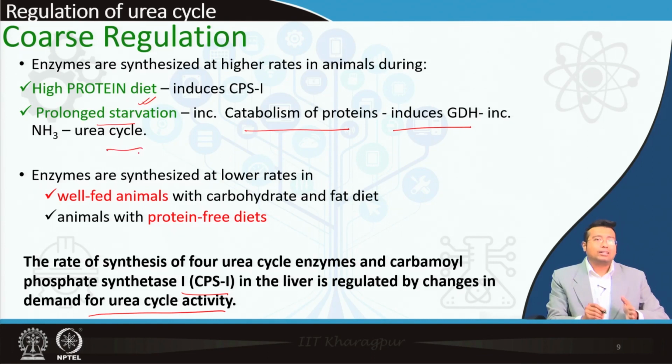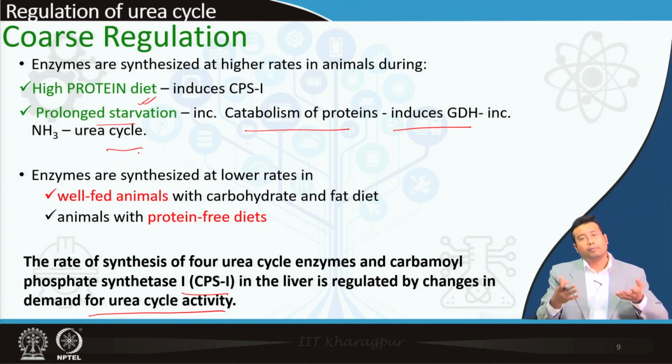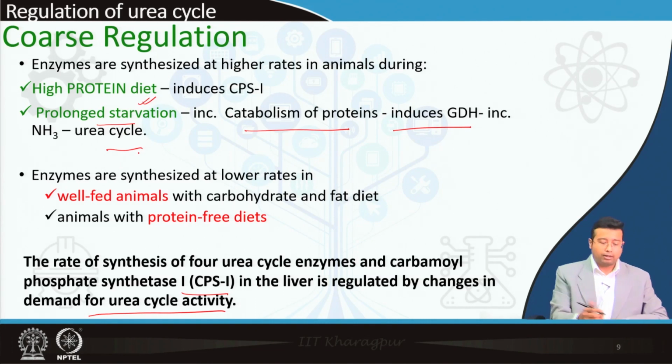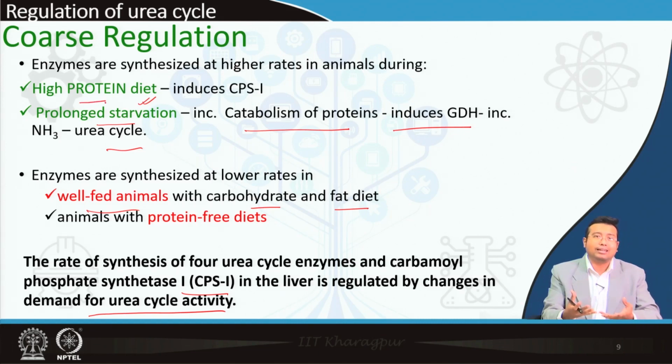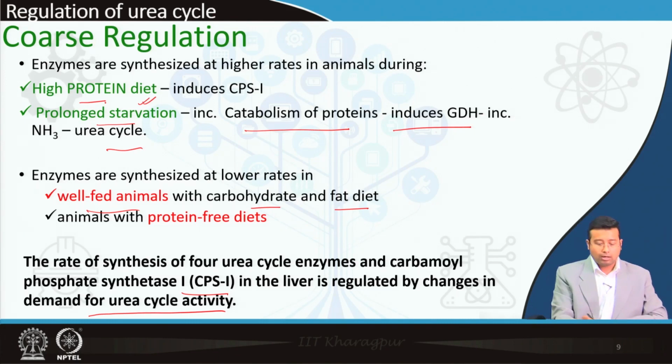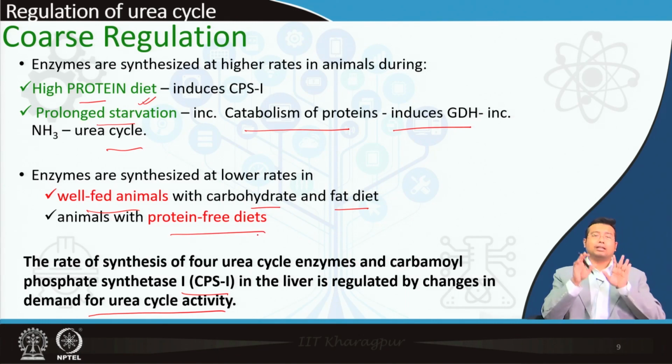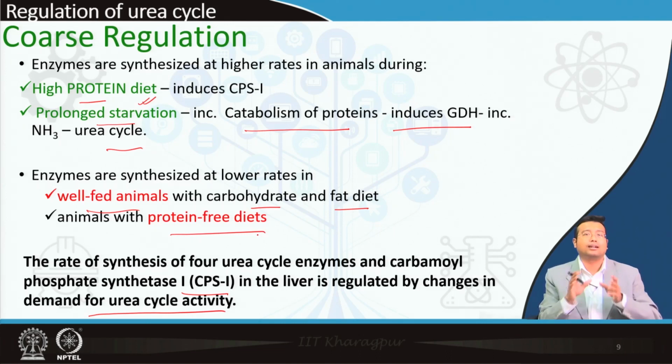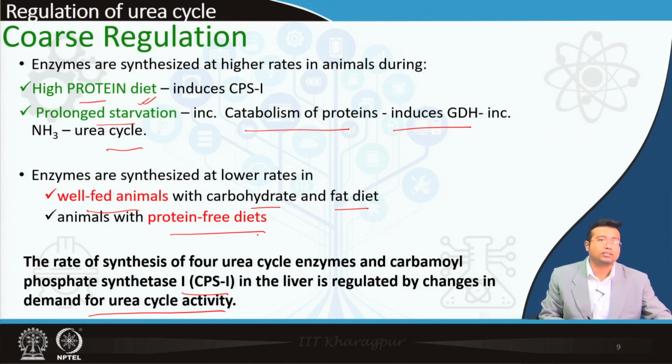So, what is the way of negating this whole thing? Reverse regulation will happen whenever animals are well fed with a diet that is rich in carbohydrate and fat. Remember, a high protein diet induces the urea cycle, while a diet devoid of protein will decrease it. Also, if we have a diet plan with no protein in the diet, then the urea cycle will be suppressed because there will be no need of it. So, this is the coarse regulation, alright.